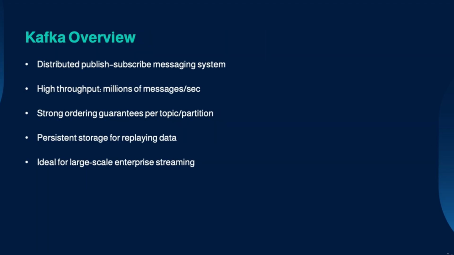Apache Kafka is a distributed publish-subscribe platform built for scale. It can handle millions of messages per second, making it ideal for large enterprise streaming workloads. Kafka guarantees ordering within a topic partition, which is critical for time-sensitive analytics. Messages are persisted to disk, so you can replay historical data for analysis or debugging. In AI pipelines, Kafka acts as a high-speed highway for moving detection events, sensor readings, and analytics outputs to other services.